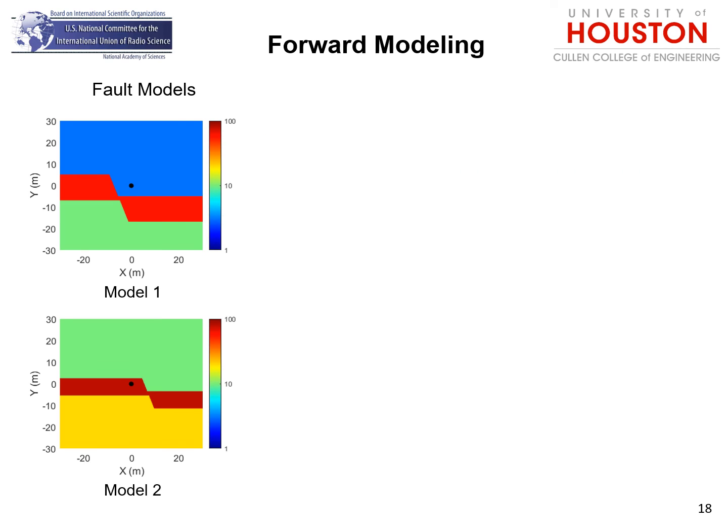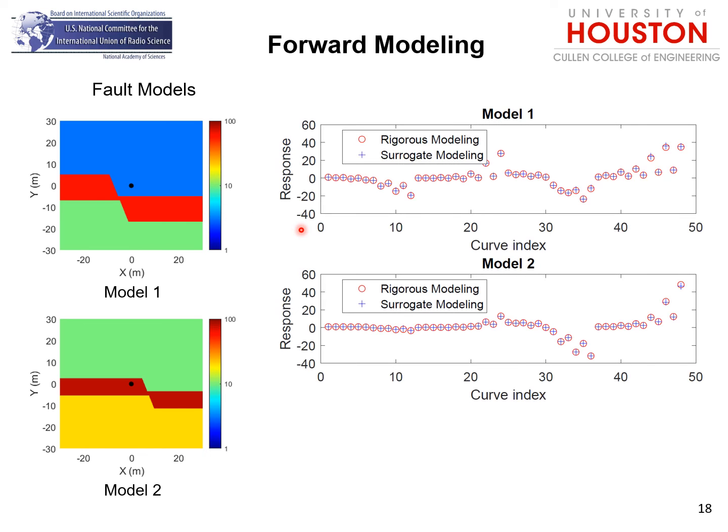This slide shows the simulation results. Here we test the two models. The color denotes the resistivity. The right figure shows the tool response obtained by the surrogate model and the rigorous modeling. So we can find good agreement.